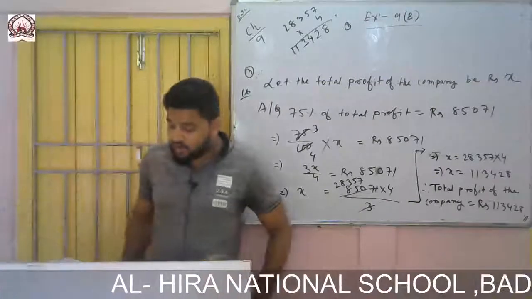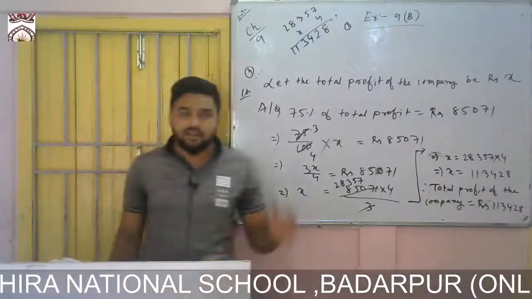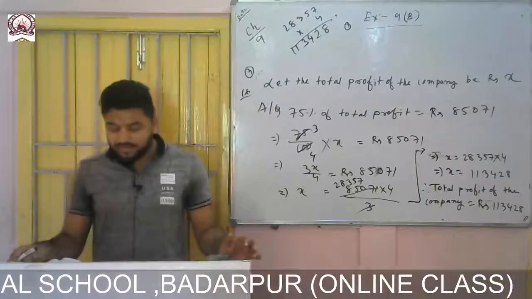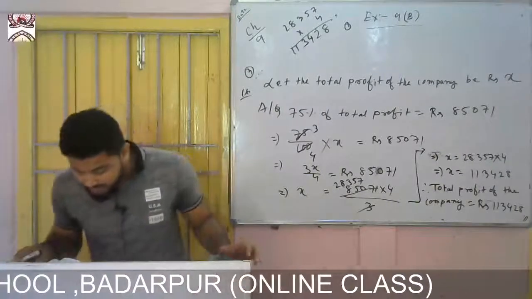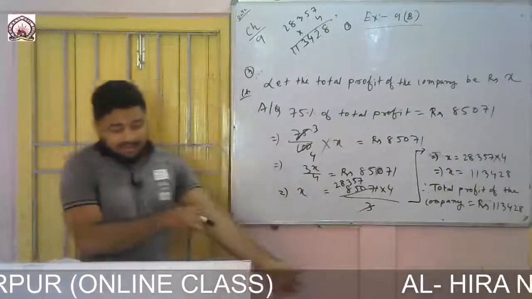So first, we don't know the total money. So let us first find the total money. Then we shall find 55% of the total money, and from this 25% we can find all the answers.